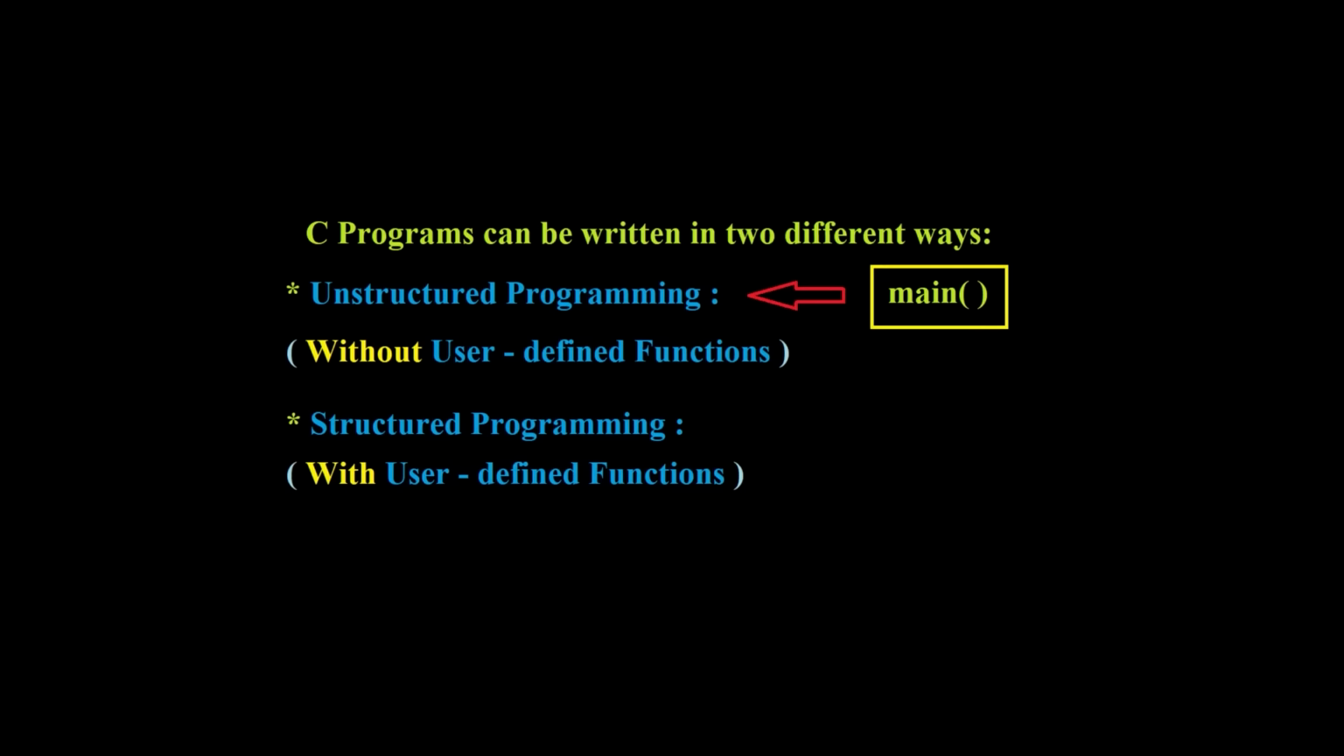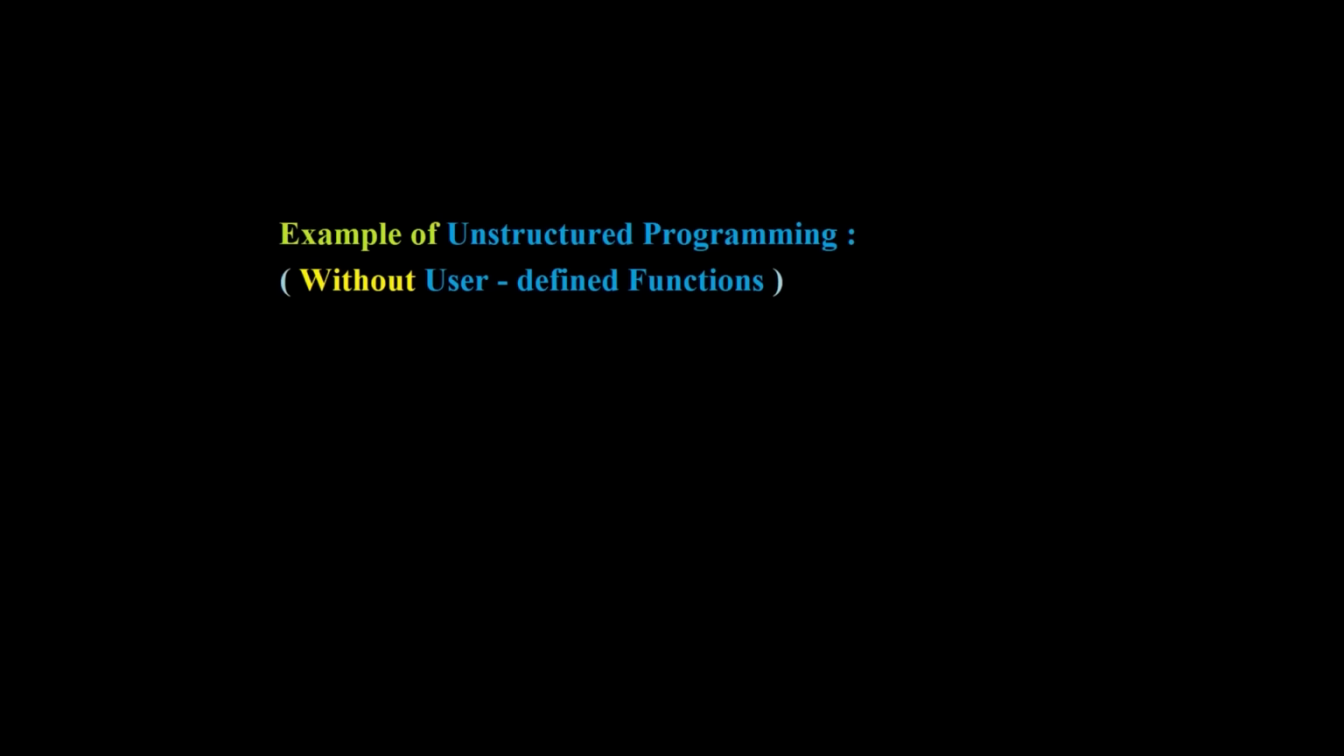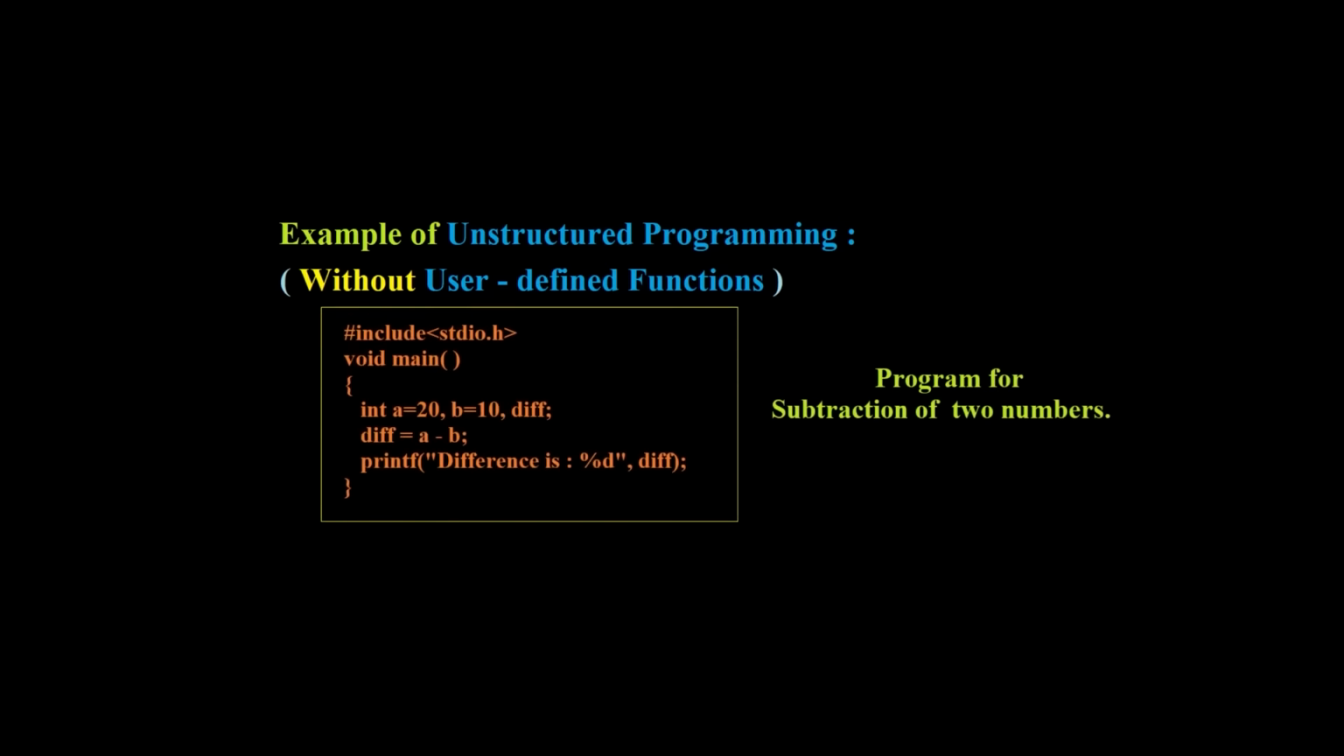Now let me give you an example of unstructured programming where we do not use user-defined functions. So here is an example. You can see this program is for the subtraction of two numbers. As you can see, all the logic of the program is written within the main function, and here we have taken two variables a and b, and then we have calculated the difference, and finally we are printing the difference. So when we run this program and execute it, we get the output as follows. The output will be difference is 10. Now this is an example of unstructured programming without user-defined functions.